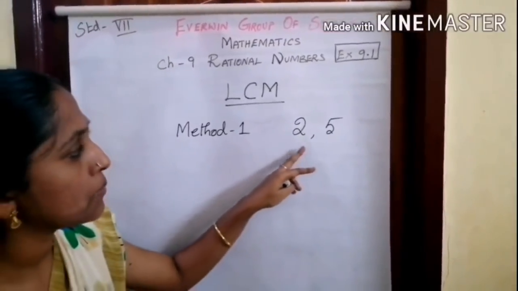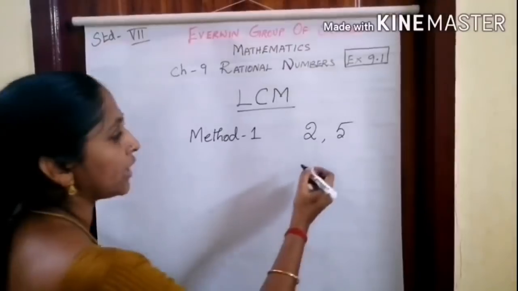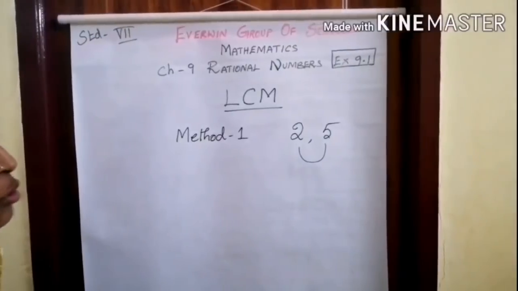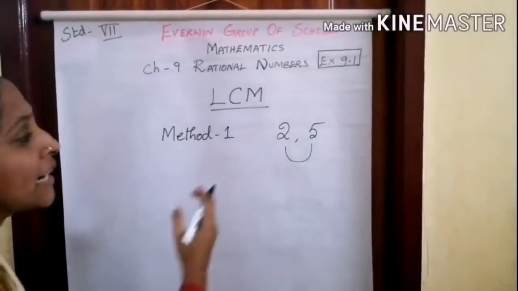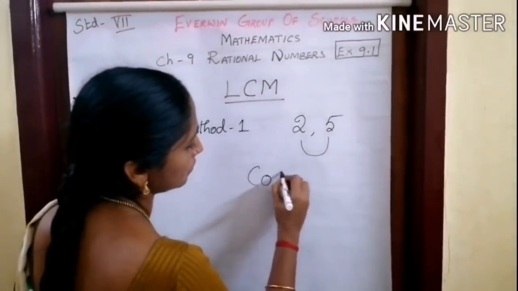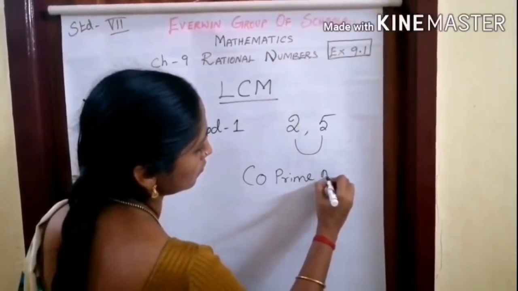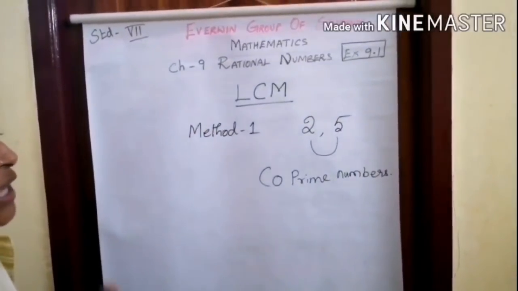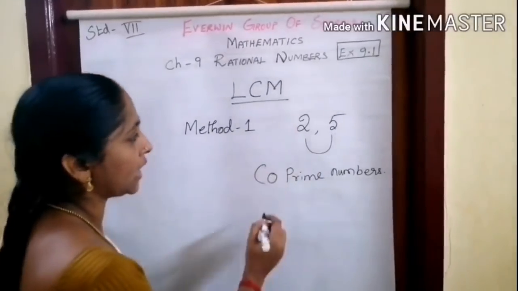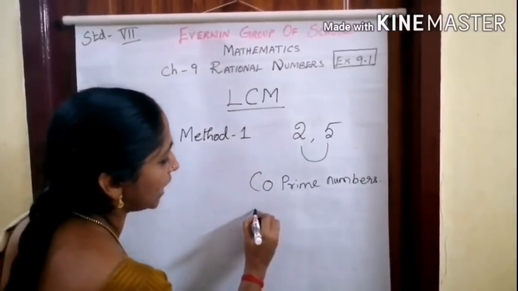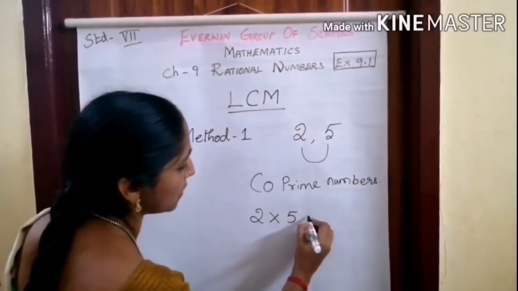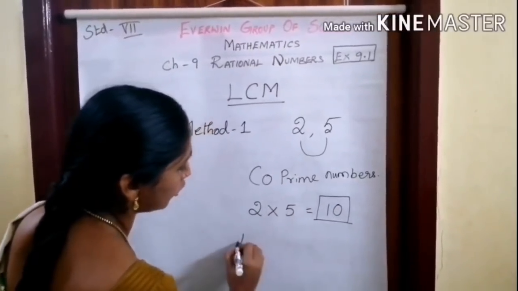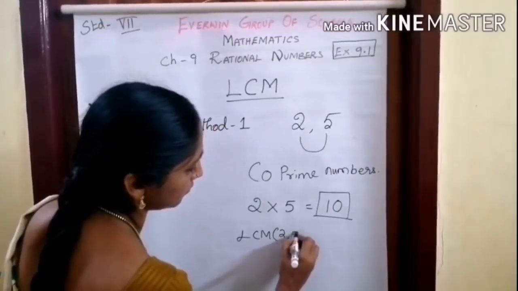So I have taken the numbers 2 and 5. What is the common factor of 2 and 5? There is no common factor of 2 and 5 other than 1. Hence, they are called co-prime numbers. So, they don't have any common factor other than 1. In this case, to find the LCM we can directly multiply the two numbers. 2 into 5, the answer is 10. So, the LCM of 2 and 5 is 10.